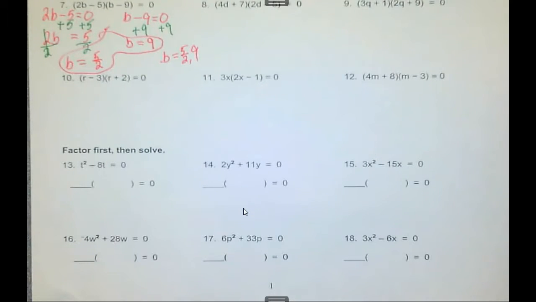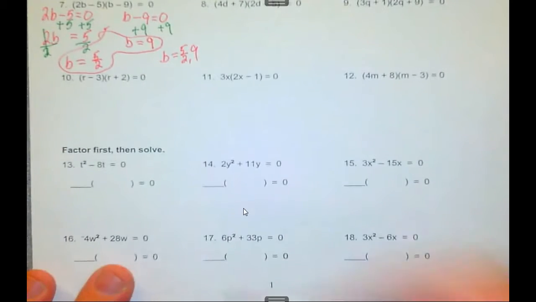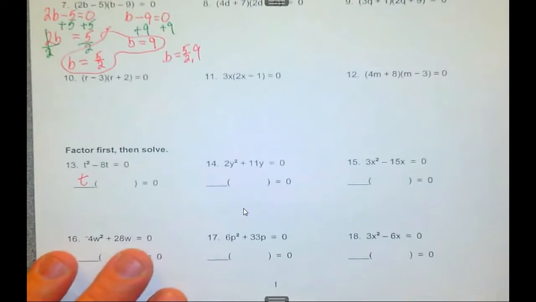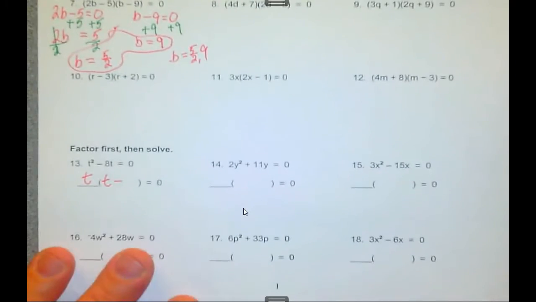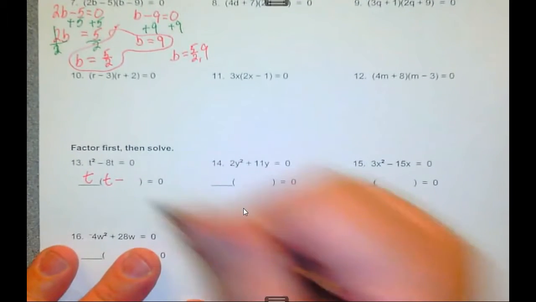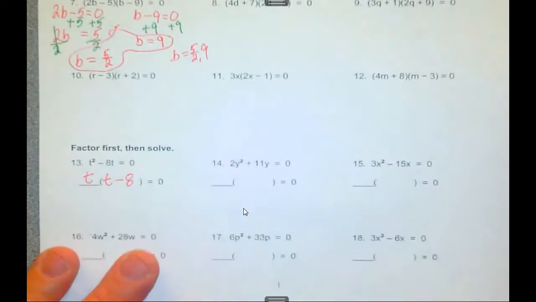Okay, look at number 13. What can I take out of t squared and 8t? T. T squared divided by t is what? T. Minus 8t divided by t is 8, equals 0.